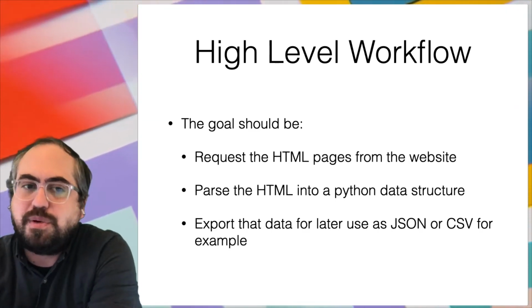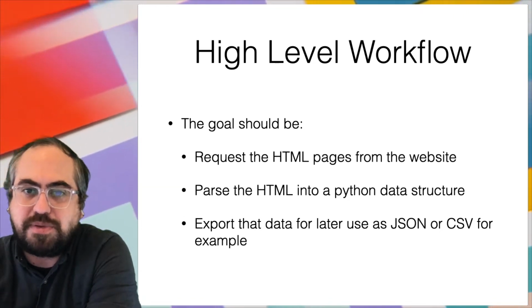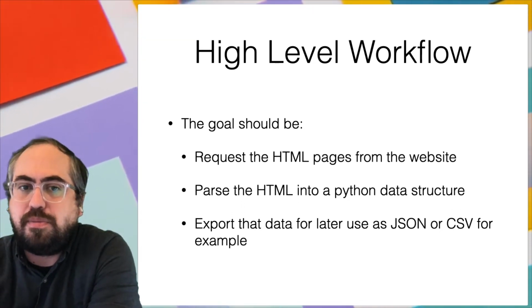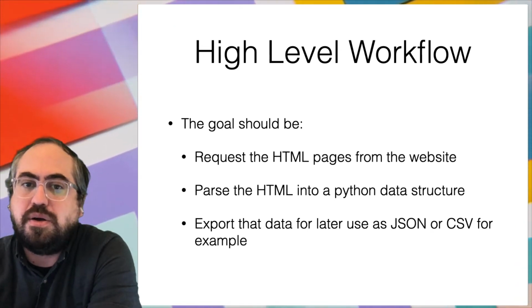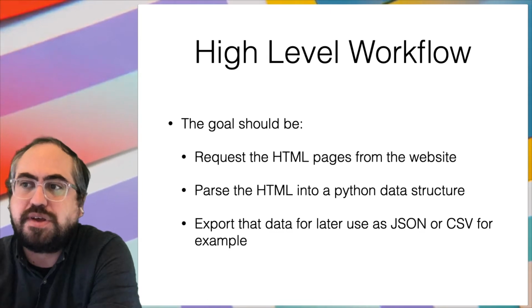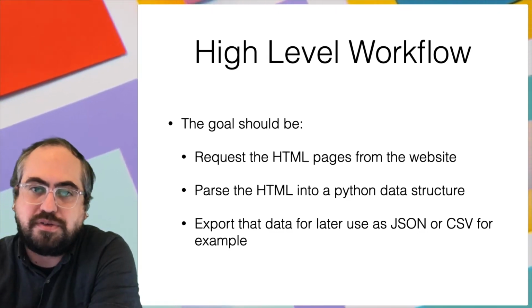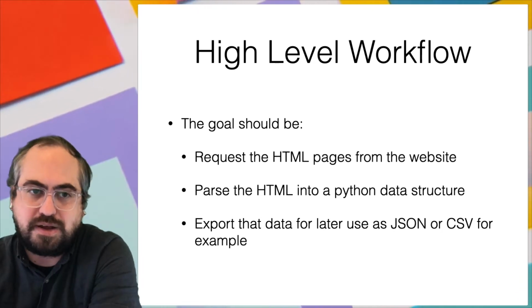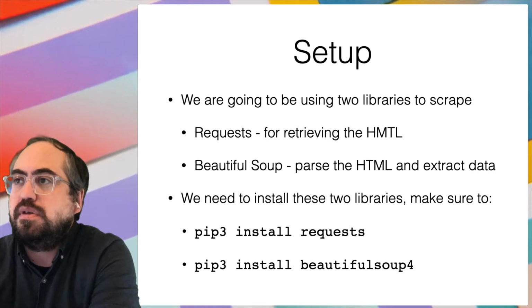So the high-level workflow that we're going to be following for web scraping is basically requesting the HTML page from the website, parsing that HTML page into a Python data structure, and then doing things with that data structure, like extracting the data that we're looking for, and then exporting that for later use. This might be another JSON file that we export out, or it could be a CSV file, for example.